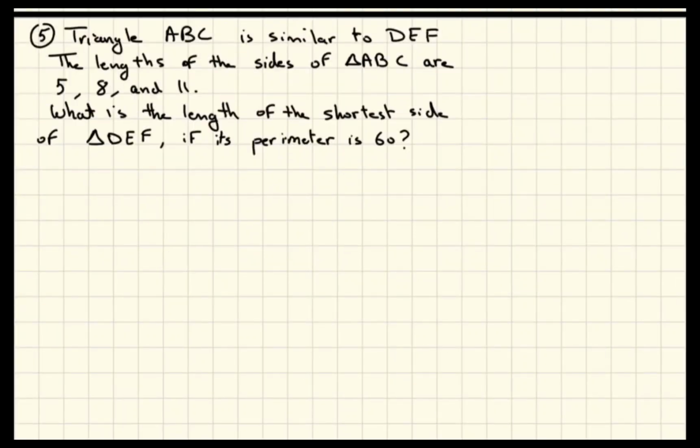In this question, they're telling you triangle ABC is similar to DEF. The lengths of the sides of triangle ABC are 5, 8, and 11. What is the length of the shortest side in triangle DEF if its perimeter is 60? Alright, I will draw two figures, however no need to draw. So let's say this is ABC, and this is DEF.